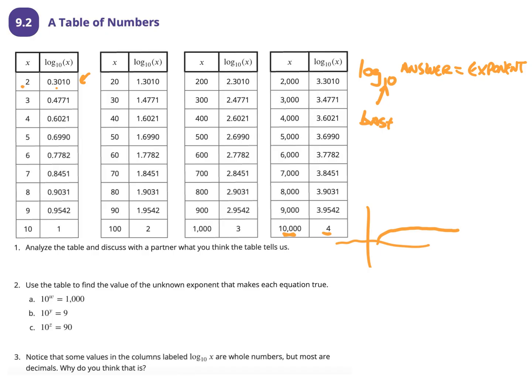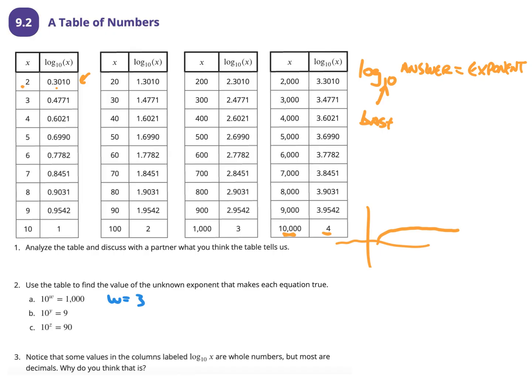So now, use the table to find the numbers. So W equals 3. Now, these are approximations. We know that roots of non-perfect numbers are irrational, which means they go on forever. What we're going to do now, as I've been telling you in the last couple lessons, is round to 4 digits after the decimal.